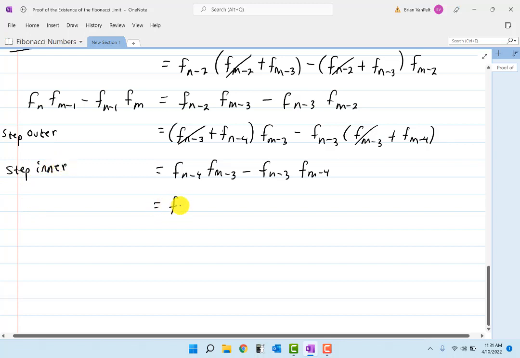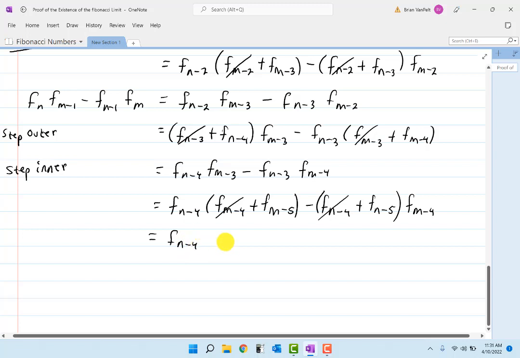This is where I expand the inside f's. So I'll have f of m minus 4 plus f of m minus 5 minus f of n minus 4 plus f of n minus 5 times f of m minus 4. Now I see f n minus 4, f m minus 4 can cancel. And we're left with f sub n minus 4, f sub m minus 5, minus f sub n minus 5, f sub m minus 4. And let me put our original back again.